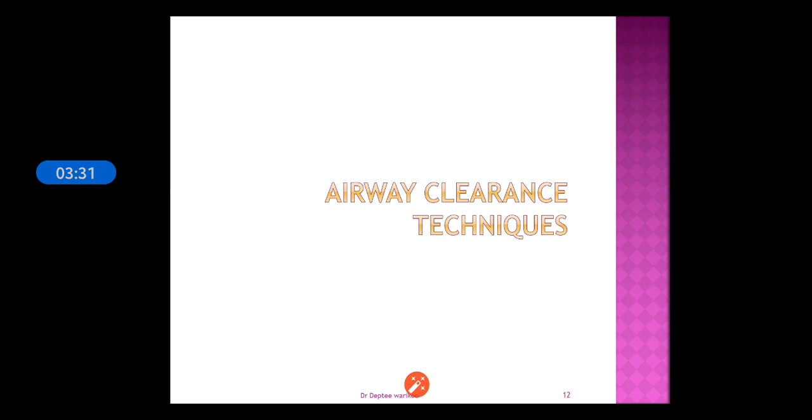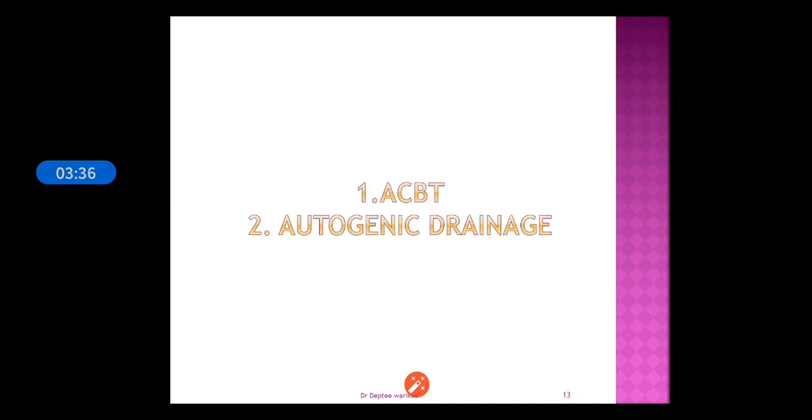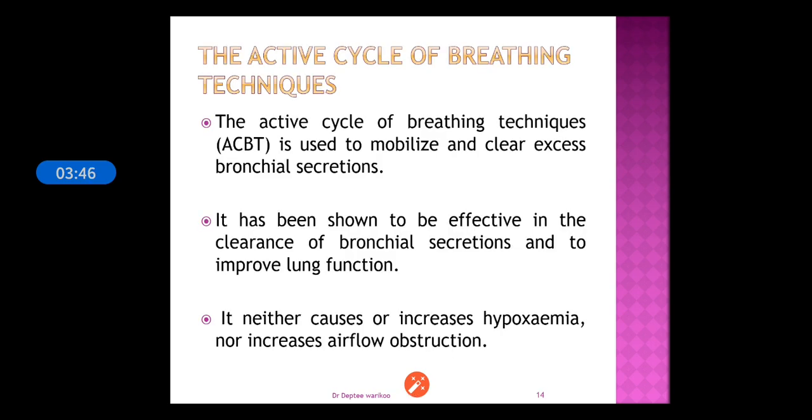For airway clearance, we'll be seeing basically two techniques, the ACBT and autogenic drainage. The first technique we will see is the ACBT, that is the active cycle of breathing technique. The active cycle of breathing technique is used to mobilize and clear excessive bronchial secretions. This is an active breathing technique performed by the patient and can be used to mobilize and clear excessive pulmonary secretions and to generally improve lung function.